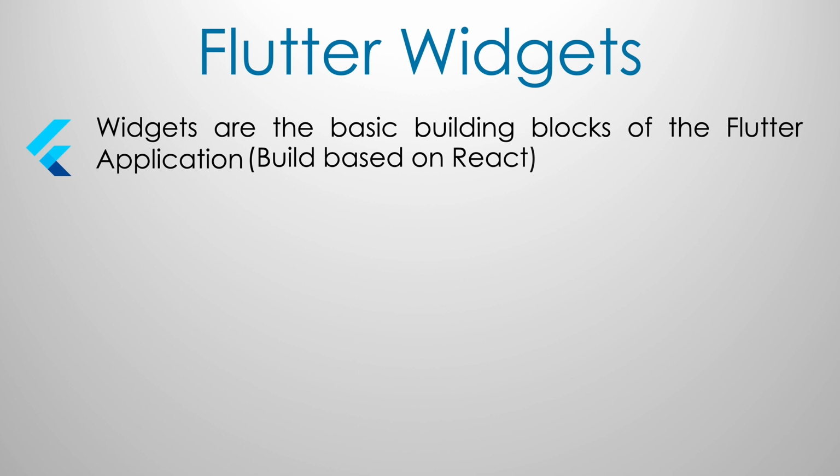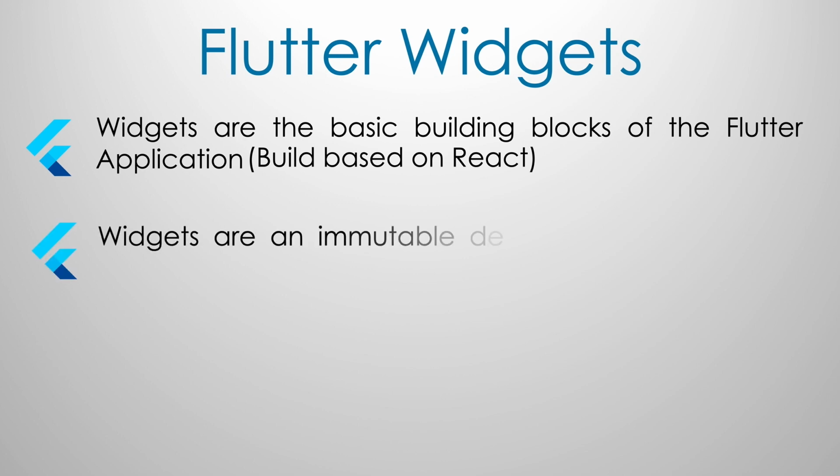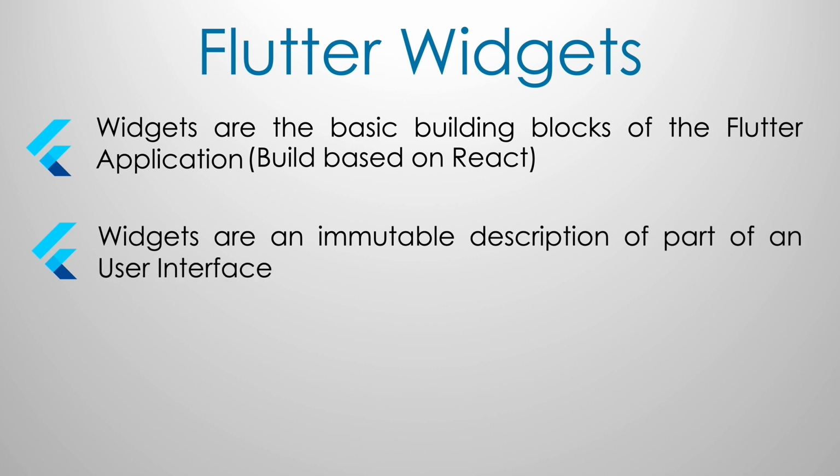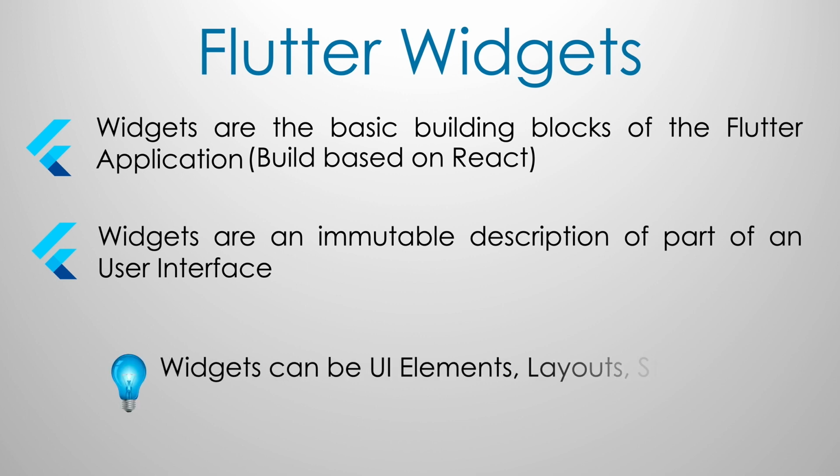And one more important point we need to remember here is that in Flutter, everything is a widget, where a widget can be considered as an immutable description of part of a user interface. A Flutter widget can be a UI element like text, button, image, or it can be a layout such as stack, column, list view, or it can be a stylistic element such as a color or font or animations. A Flutter widget can also be an aspect of a layout such as center, padding, etc.